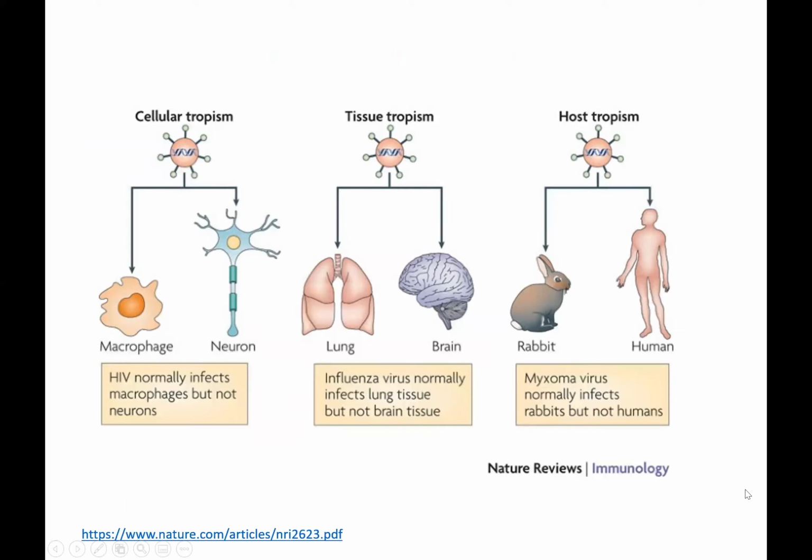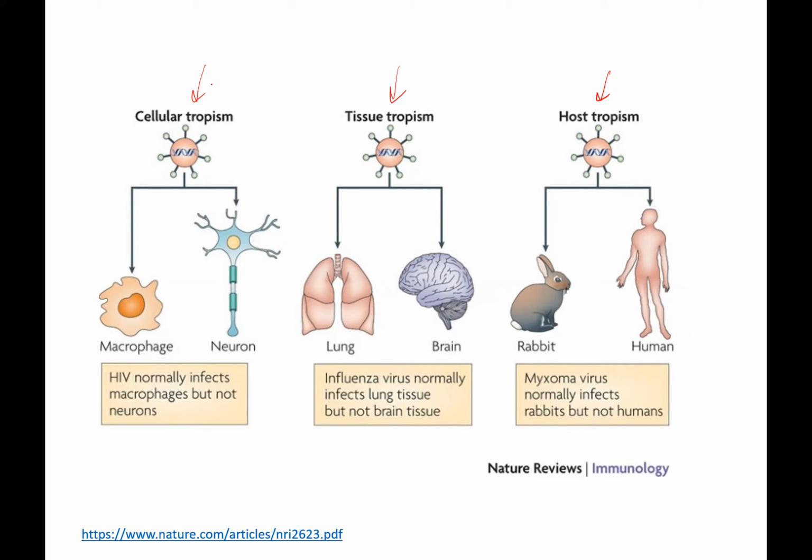I like this picture because it gets you to think about the different kinds of tropism. So where this virus can go and infect. And so you can define it at the level of the host. You get a little deeper into this tissue and you can get specific to the different cell types within that tissue, or cell types that are not making up an organized tissue, such as macrophages.